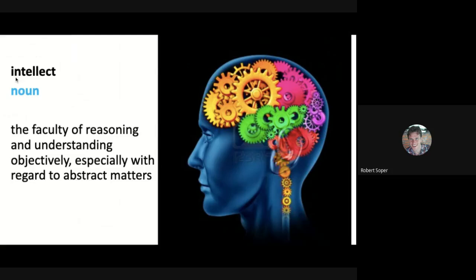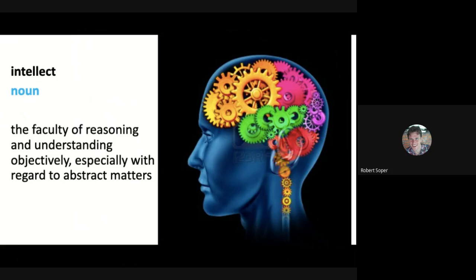This word is intellect. Intellect is a noun. It means the faculty of reasoning and understanding objectively, especially with regard to abstract matters. The definition is kind of academic, but we're just going to go with that definition. Okay, so what does this mean? How would you use intellect in a sentence?